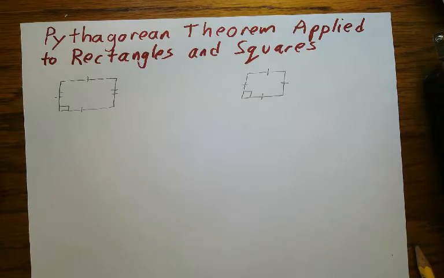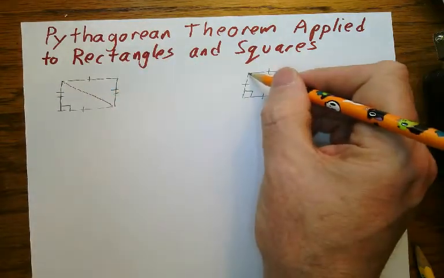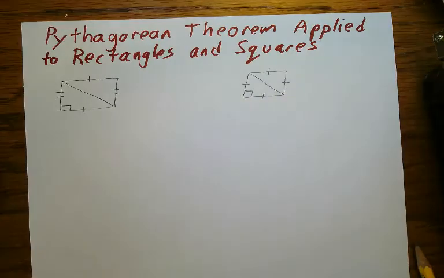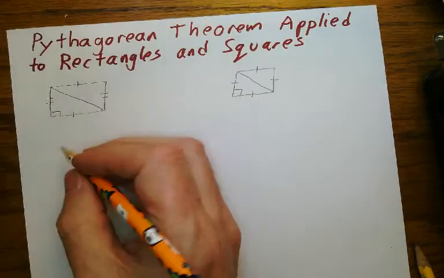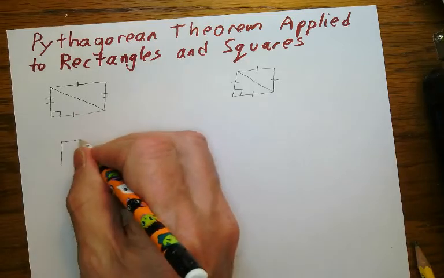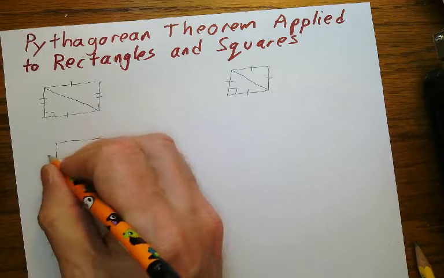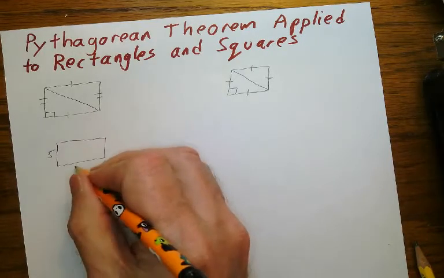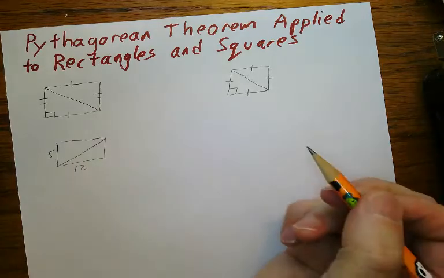So, how do we get our right triangle? By drawing in the diagonals. Once we have the diagonals drawn, we get right triangles. So, let's first do a couple rectangle problems. Here's a rectangle. If the width is 5 and the length is 12, let's find the diagonal.